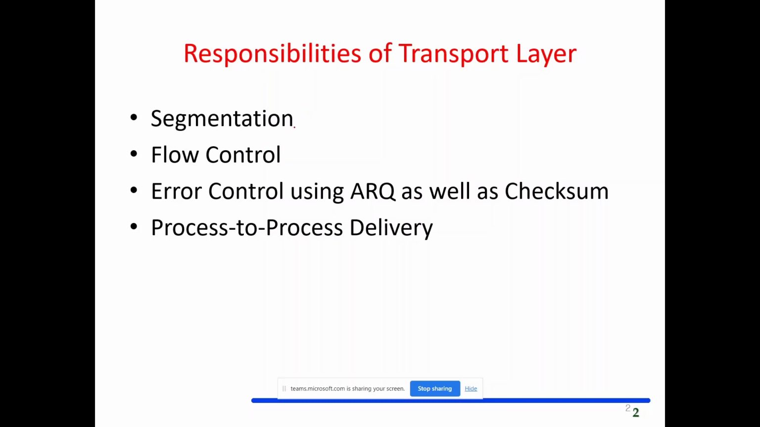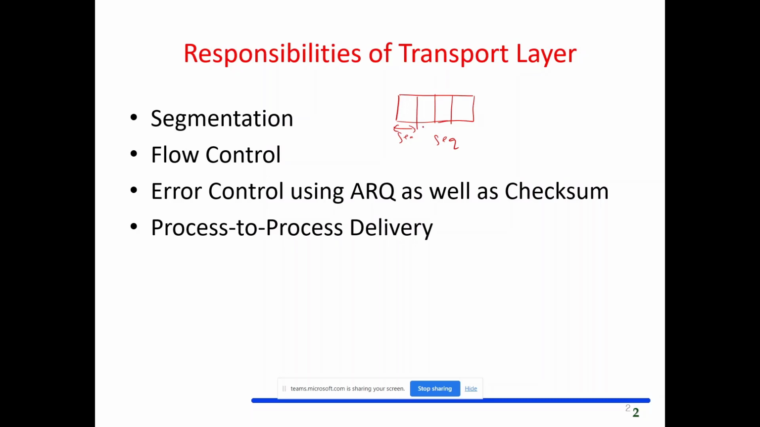The first responsibility is segmentation. Above the transport layer in the OSI model there are the presentation, session, and application layers, all grouped together and named as the application layer. The data coming from the upper layer to the transport layer will be divided into smaller portions, whether it is short or large data. Each portion is called a segment.